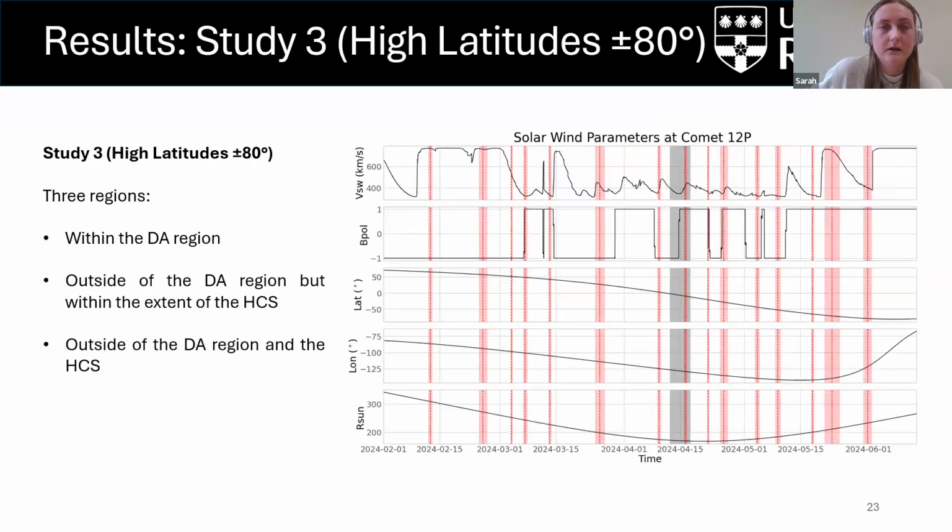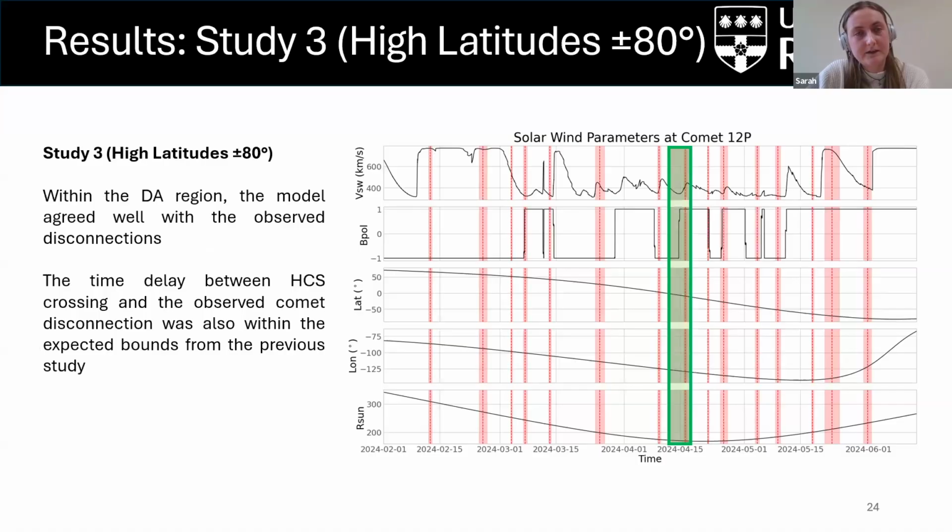And here are some of the results. These are the solar wind parameters estimated by the HUXt model during the 4-month period. On the top panel, you've got the solar wind speed, and the second panel, you've got the magnetic field polarity, and then you've got latitude, longitude, and proximity to the Sun of the comet. We decided to make it slightly easier to analyze, so we split this up into 3 regions. Again, the vertical red lines are the disconnection events, and this grey shaded region is where we could apply data assimilation to the output.